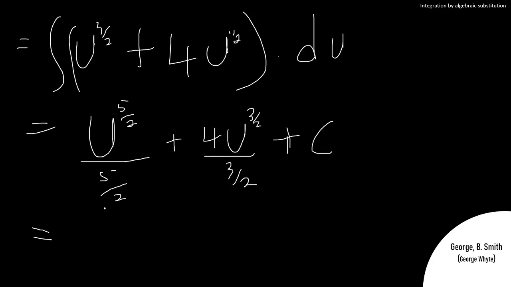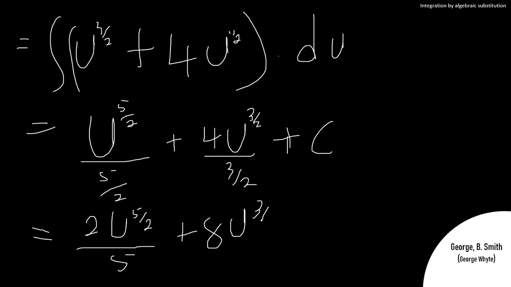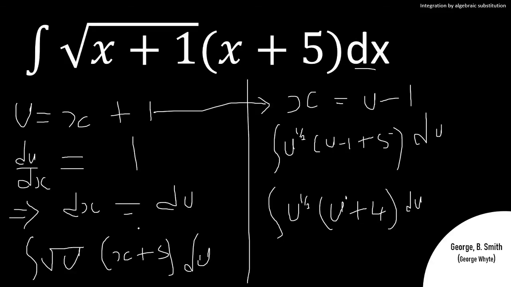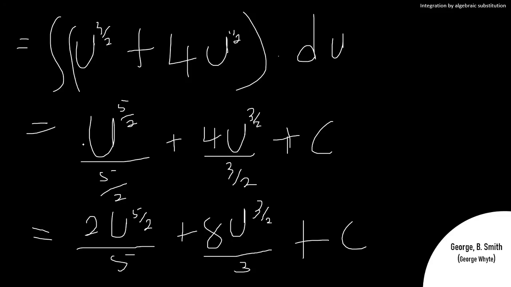So simplify this, 2 will go to the top. You have 2 u raised to the power of 5 over 2, all over 5. Okay, take this 2 to the top also. That becomes 8 u raised to the power of 3 over 2, all divided by 3. Then as usual you have your plus c. So the next thing you guys have to do for me is this. We need to replace the value of u by substituting x plus 1. So go ahead and substitute that, and then you get the final result.